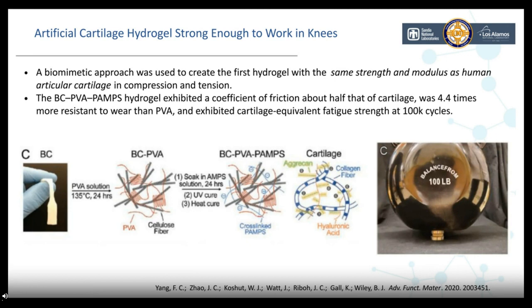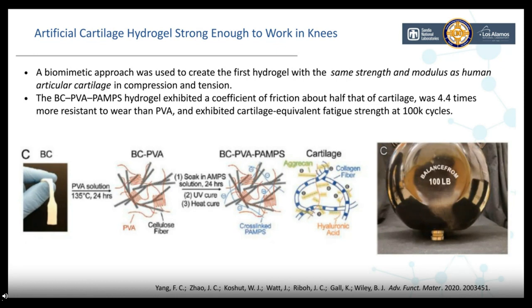This work was looking at an artificial cartilage hydrogel that's strong enough to work in knees. They had a biomimetic approach to create the first hydrogel with the same strength and modulus as human articular cartilage in compression and tension. The bacterial cellulose nanofiber network with polyvinyl alcohol and propane sulfonic acid sodium salt was formed into a double network hydrogel that exhibited a coefficient of friction about half that of cartilage.